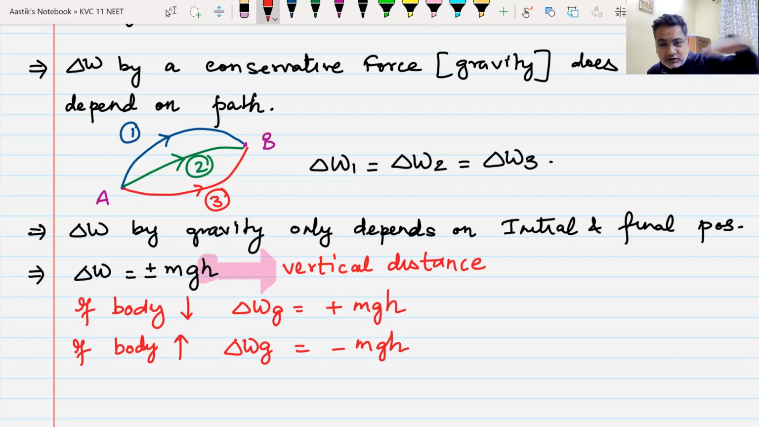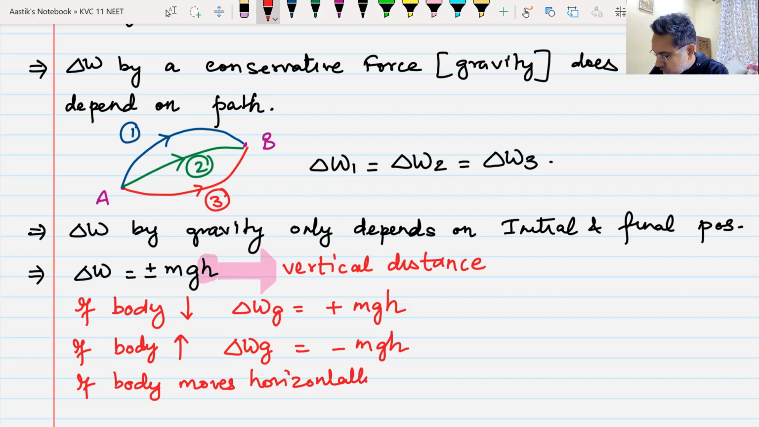If the body moves on a horizontal floor, if the body moves horizontally on a level road, then what will be the work done by gravity? Tell me. We have solved 3 questions, 4 questions on this. If the body moves horizontally like this, then what is the work done by gravity?